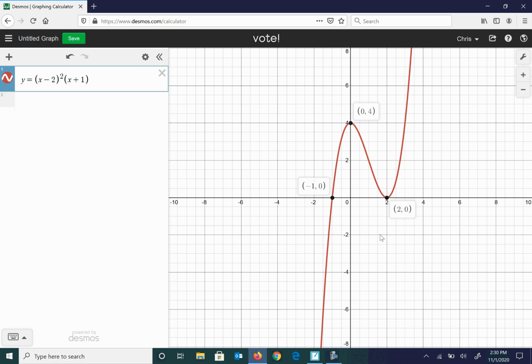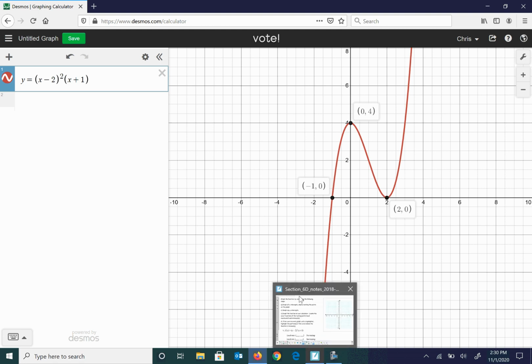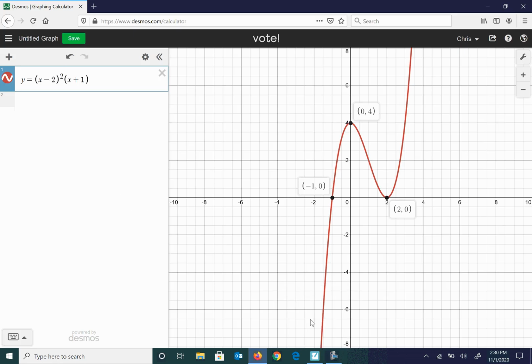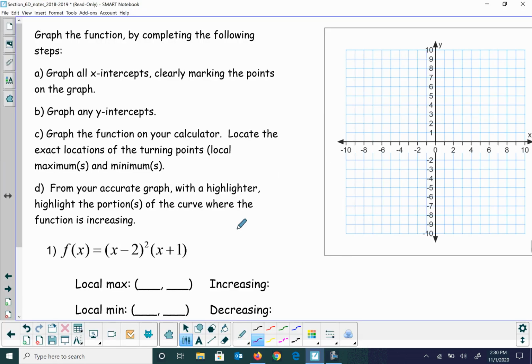And then 0, 4 happens to be where it crosses the y-intercept, and in this case it happens to be a max. Okay, I'm going to come back to this. So we have a local max at 0, 4. And then at -1, I get the -1 from here, and the 2 I'm getting from here.